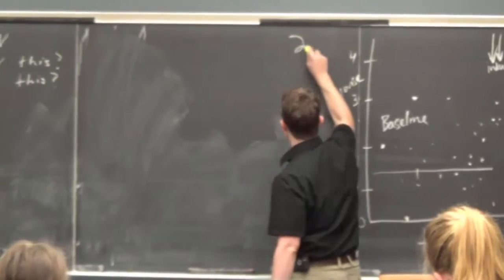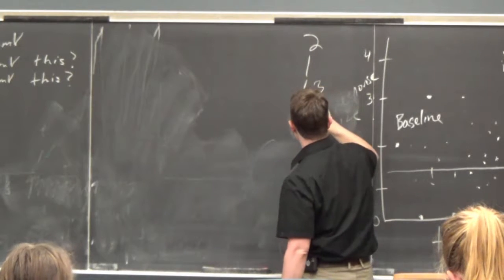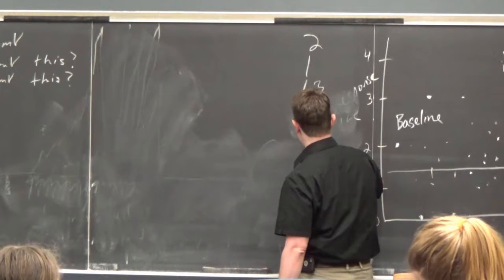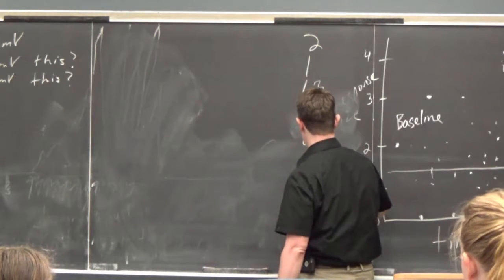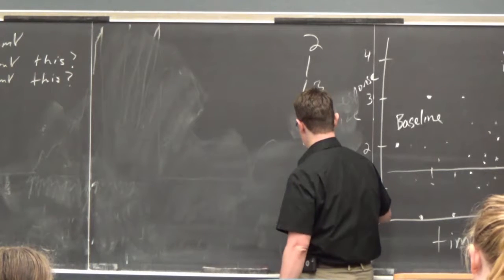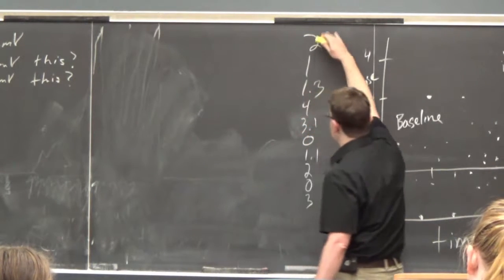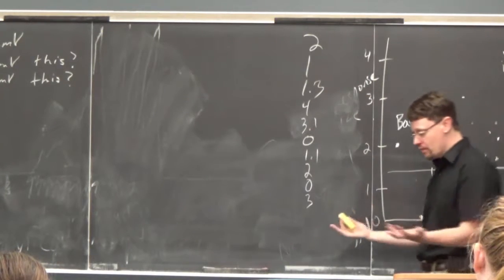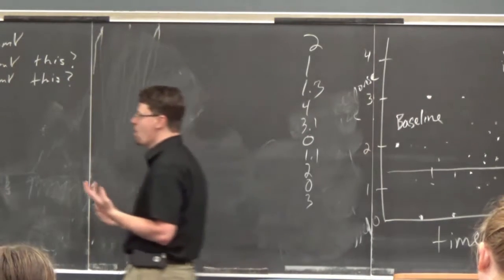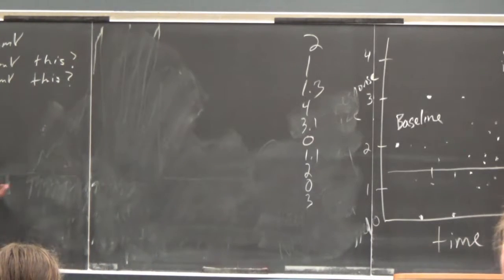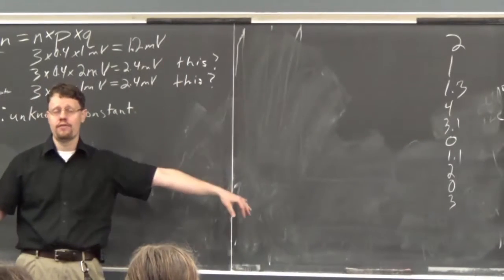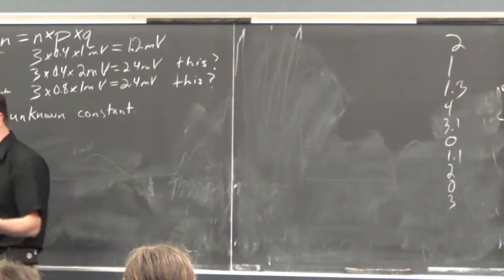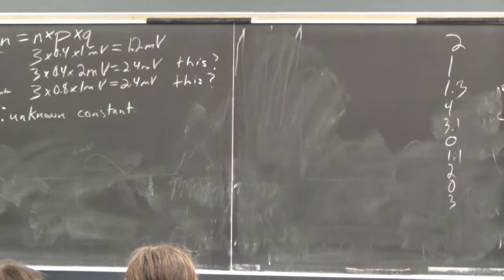It could be, you know, 2, 1, 1.3, 4, 3.1, 0, 1.1, 2, 0, 3, whatever. I could just make a list of all of the values in the baseline. So if you have a bunch of numbers and you want to understand something about them, one of the things that you can do, if I tell you the size of 100 different responses, is you can find the average, right? You just add them up and divide by however many they are and find the average.